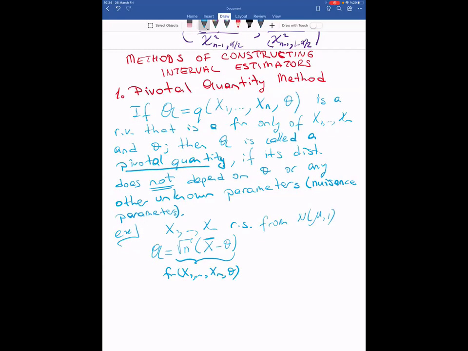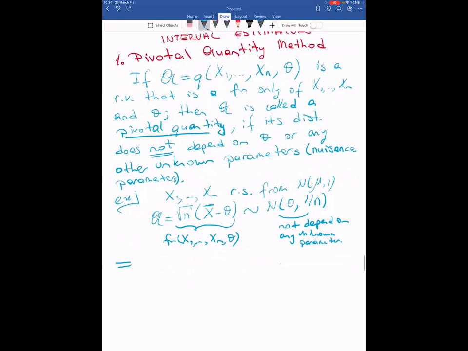So let's focus on its distribution. When we look at its distribution, it is normal with 0 and 1 over n, right? So its distribution does not depend on any unknown parameters. So this means that Q here is a pivotal quantity. I usually use PQ to represent pivotal quantity.